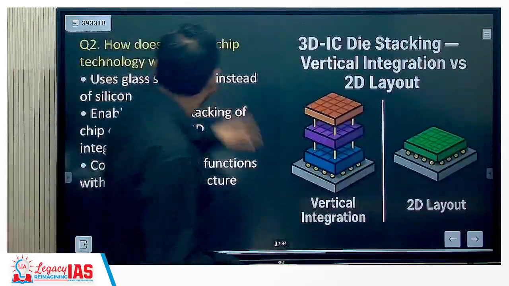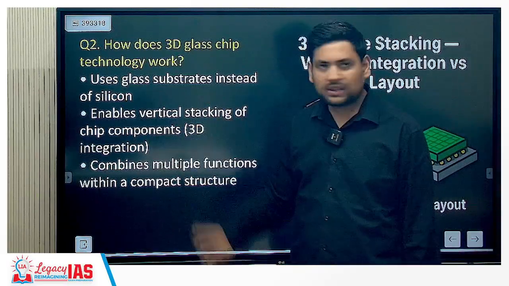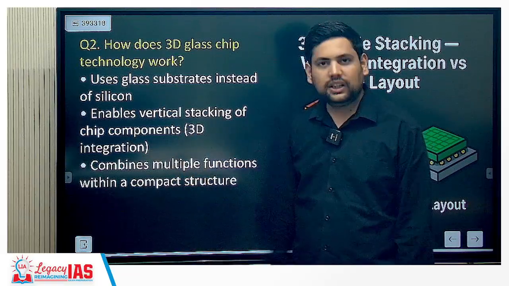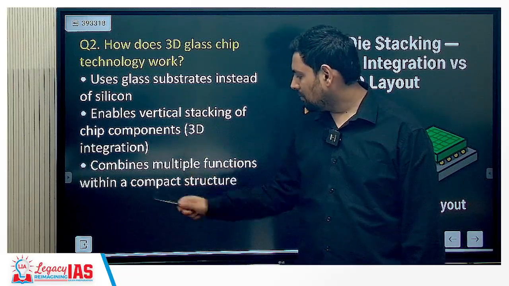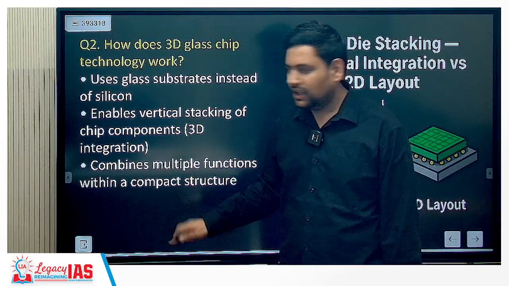So how does 3D glass chip technology work? It uses a glass substrate instead of silicon. It enables vertical stacking of chip components, which is 3D integration. Then it combines multiple functions within a compact structure. Correct, that is the 3D chip.